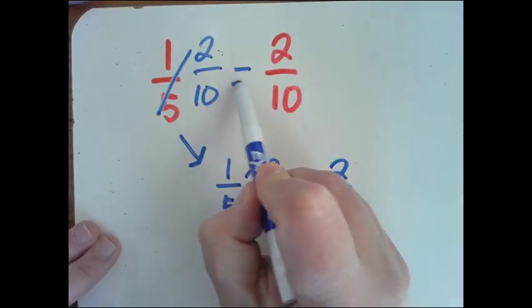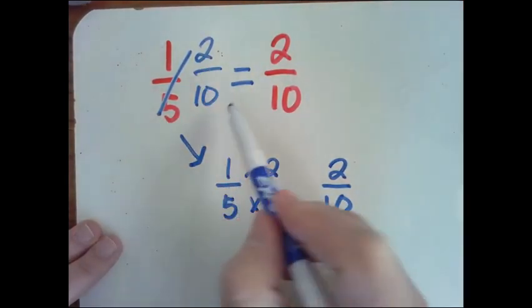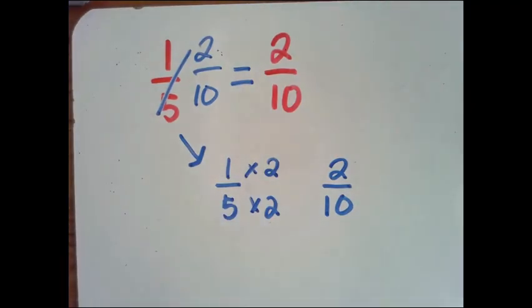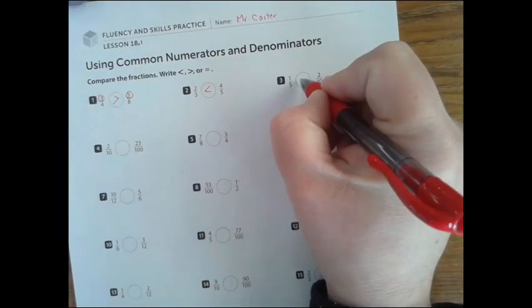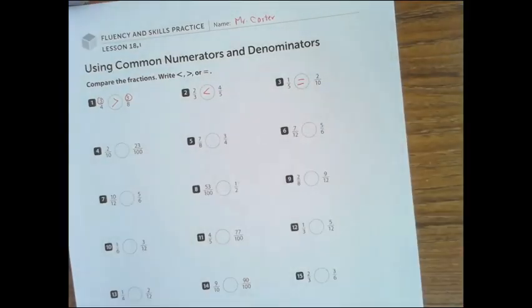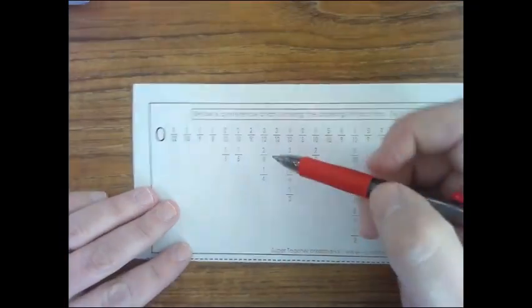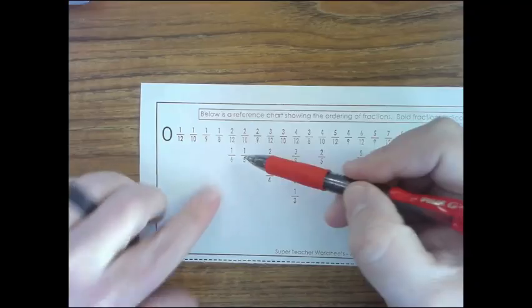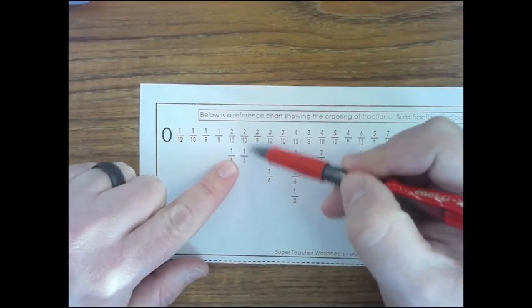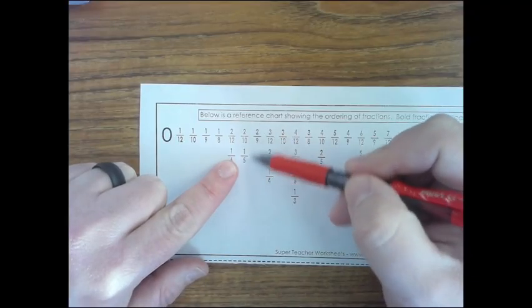And look at that. They are equivalent. They are equal because 2/10 obviously is the same fraction as 2/10. So these two are equal. Put that on our sheet. 1/5 is equal to 2/10. And again, if we take our reference chart, you can see here we have 1/5 and 2/10. They're right on the same line, so these are equivalent fractions.